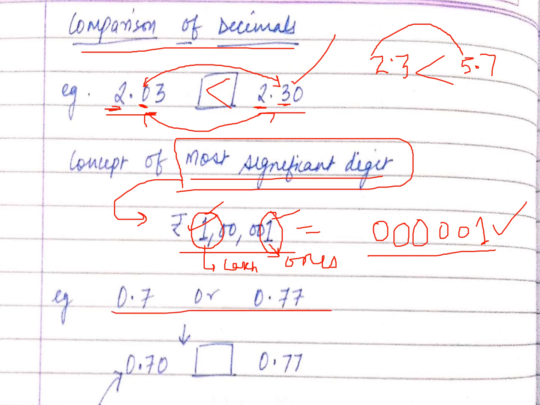This number 0.7 and 0.77. Can we compare them right now? No. First, I need to make it a two-digit number like this, 0.70. Now you can compare them. 0 and 0 is the same, move to the next digit. 7, 7 same, move to the third digit. 0 and 7. Obviously 7 is more, so this number is larger.